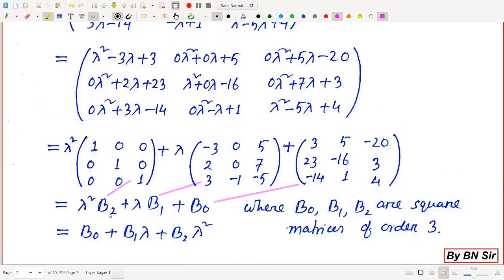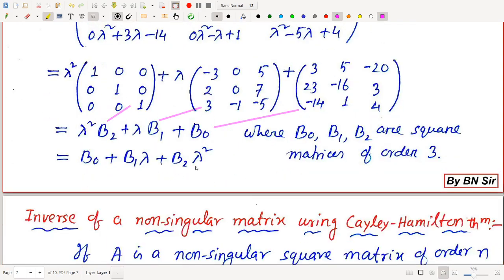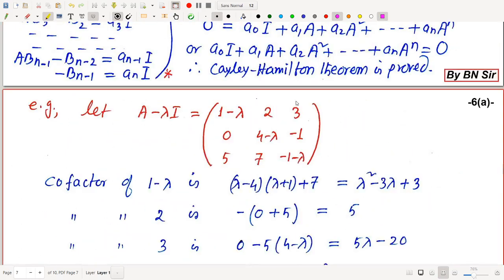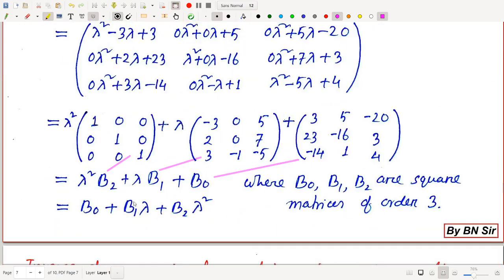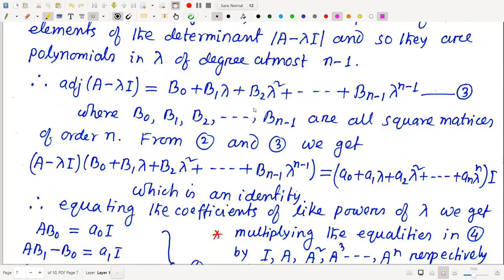But this expression can be written as a matrix polynomial of degree what? 2. Originally, we have taken A minus lambda I as a 3 by 3 matrix, and this matrix of cofactors becomes a polynomial of degree 2. So if we take the adjoint also, meaning the transpose of these matrices, then also it will be a similar expression. So that is written here. We have seen for a 3 by 3 matrix: adjoint of A minus lambda I will be B0 plus B1 lambda plus B2 lambda square plus dot dot dot Bn minus 1 lambda to the power n minus 1. It is a matrix polynomial of degree n minus 1, where B0, B1, B2, dot dot Bn minus 1 are all square matrices of order n.